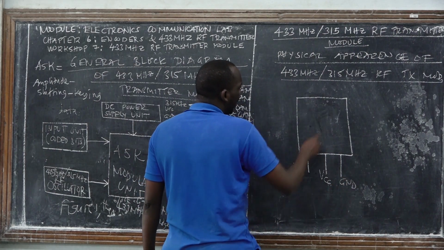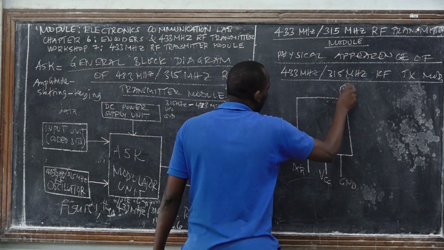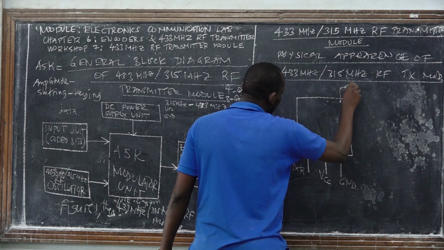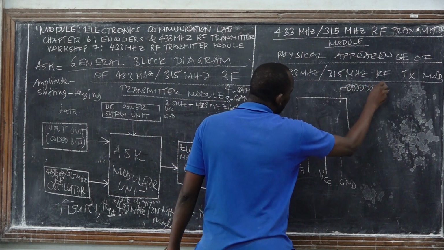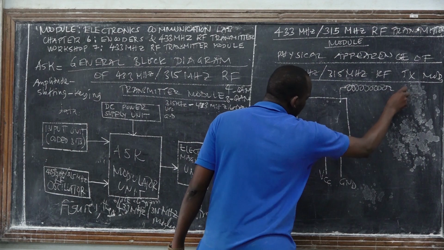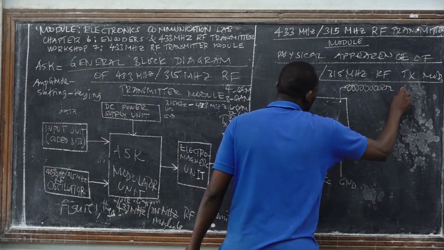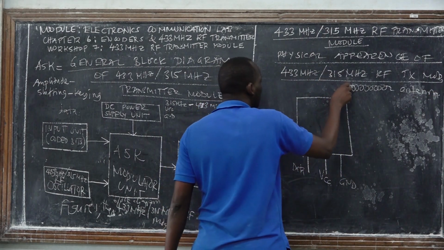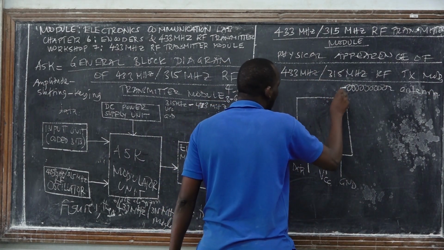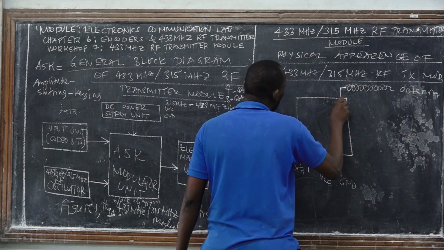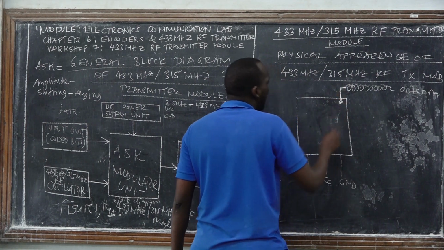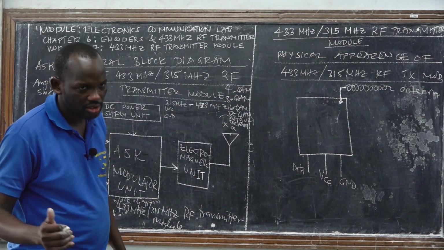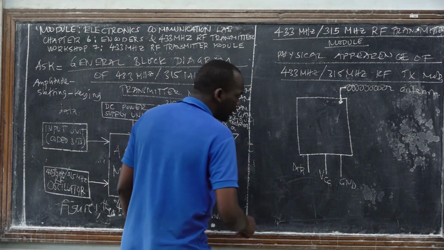So also we have an antenna. In most cases we use a helix antenna. So this is an antenna. You may use a wire, you can use it as a helix antenna. And sometimes the module has a built-in antenna, or you call it a PCB antenna. But sometimes you can extend that antenna in order to increase the distance of transmission.